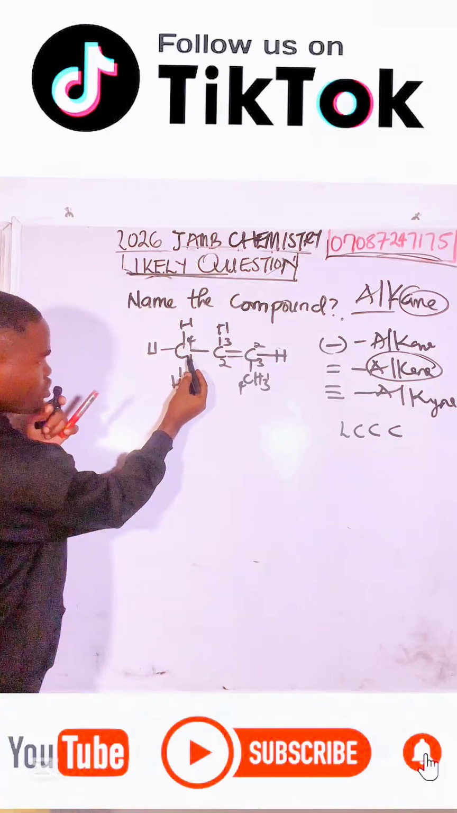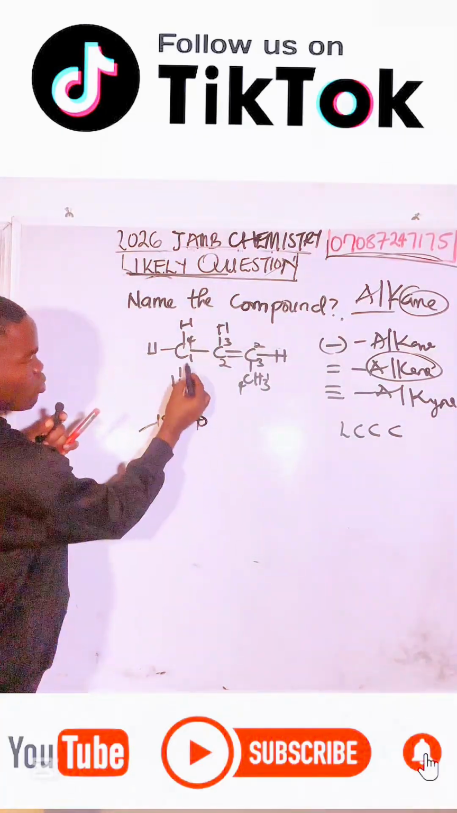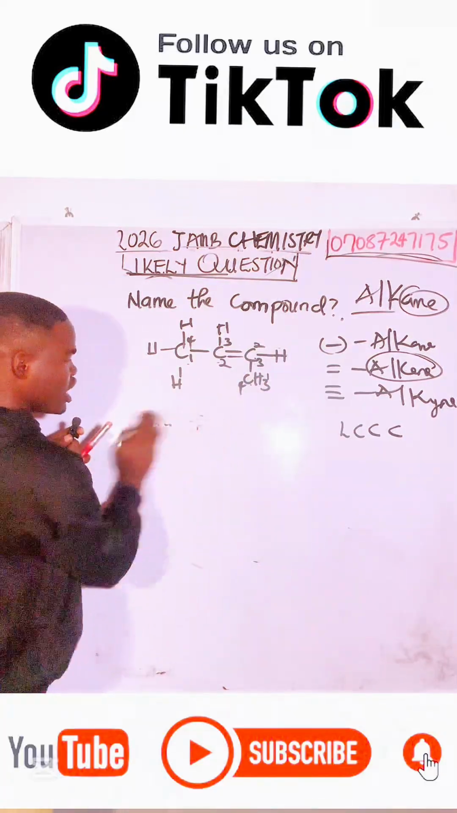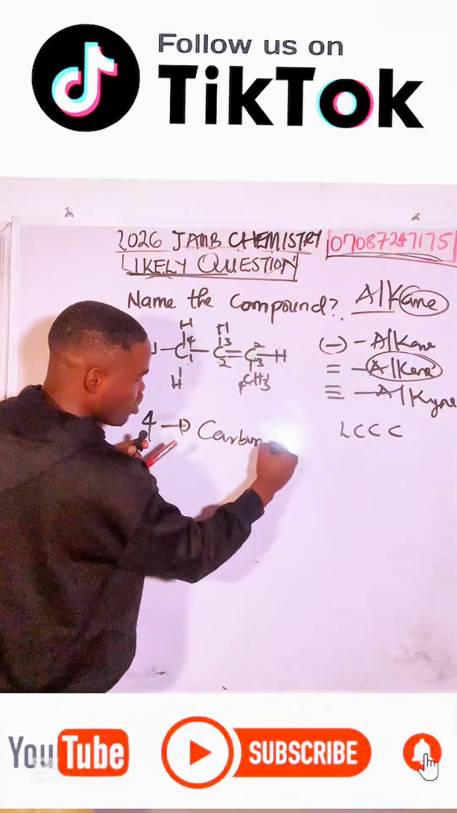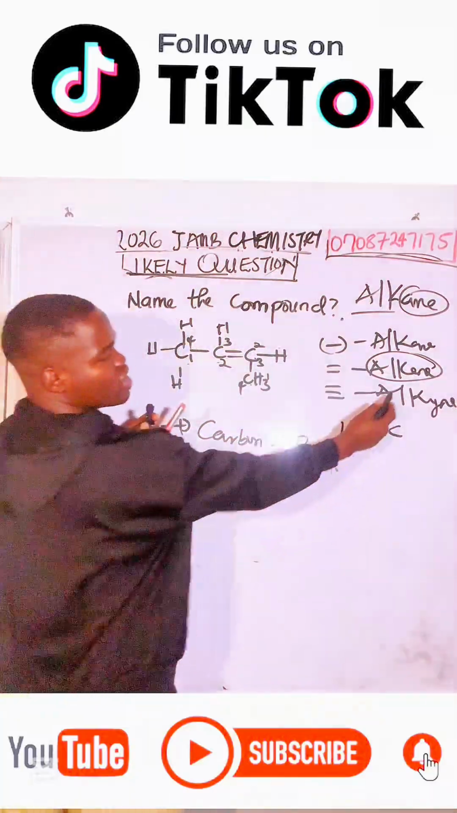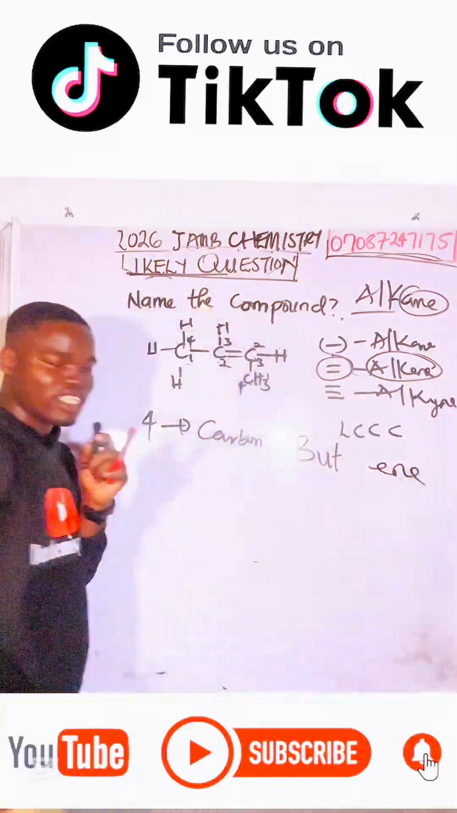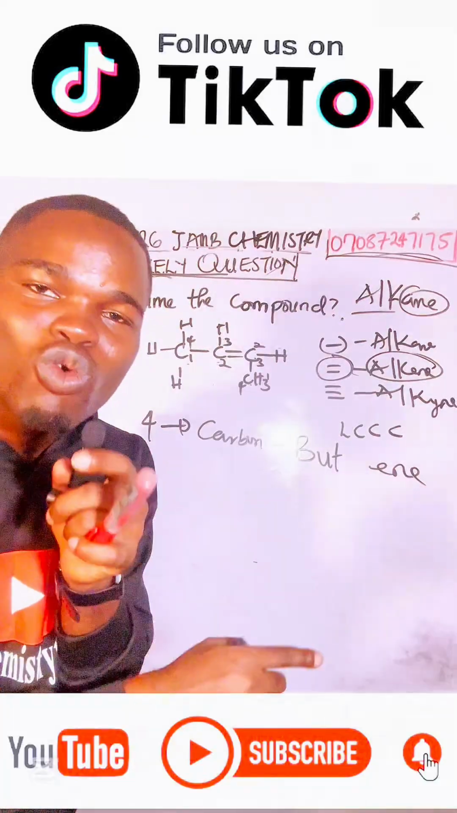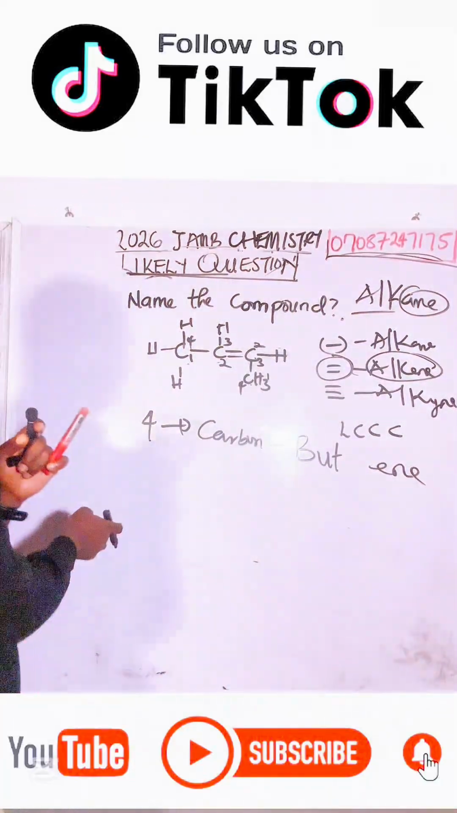Now, based on this first order, 1, 2, 3, 4. Once there are 4 carbons, you already know. Once there are 4 carbons, it must start with what? But. And because it has a double bond, it must be ene. Those are the two things. But the position of where that double bond is, is very, very important. If you don't know that, you are going to miss this question. So what is the position?